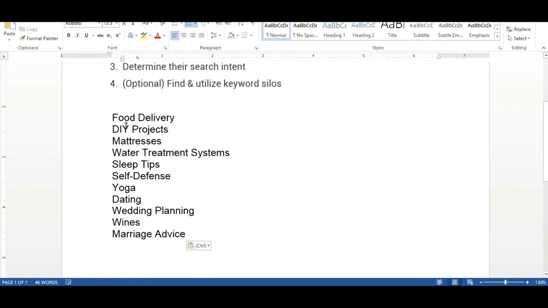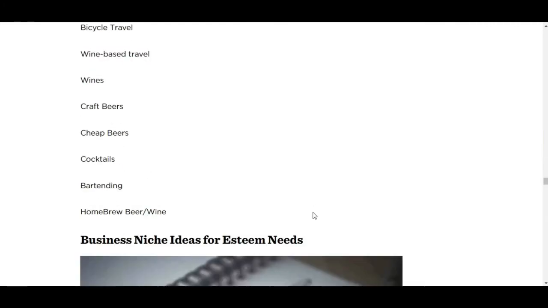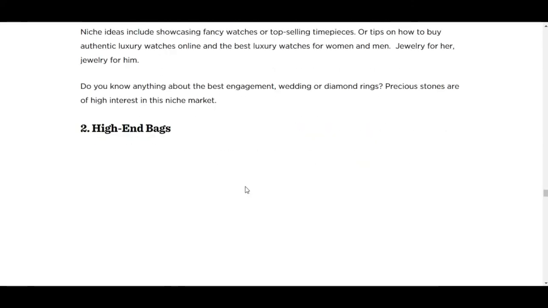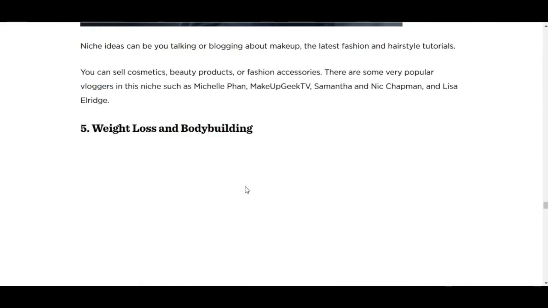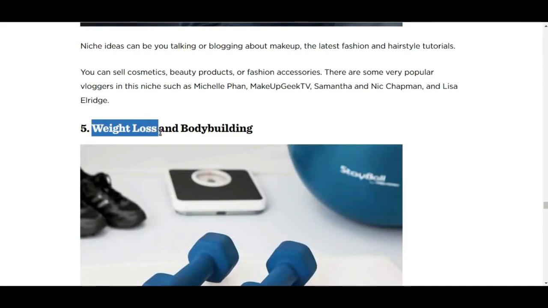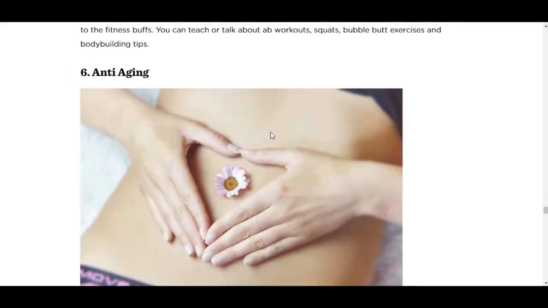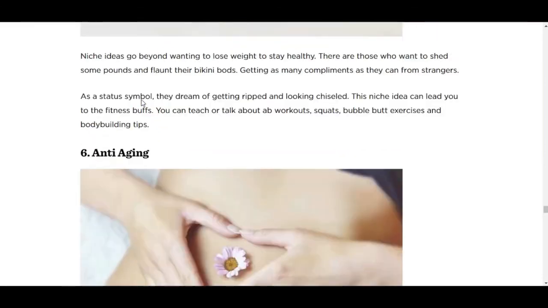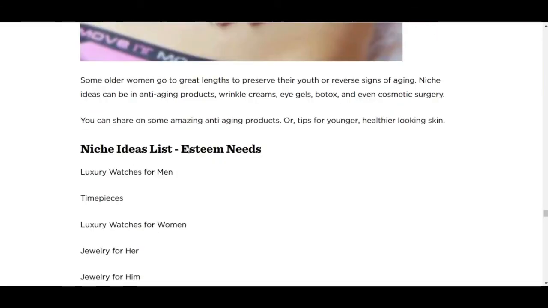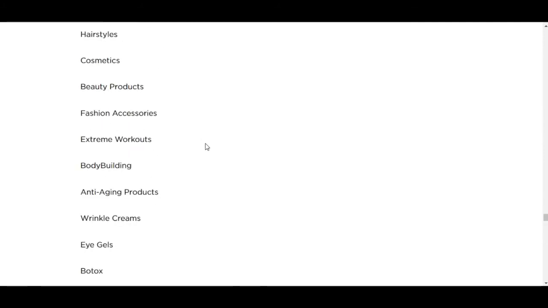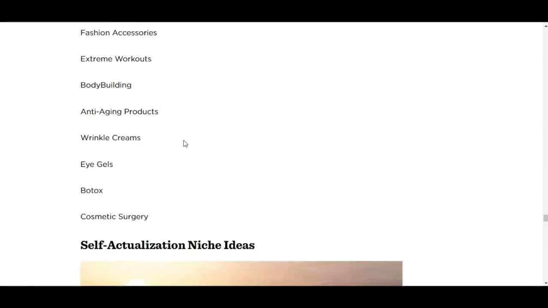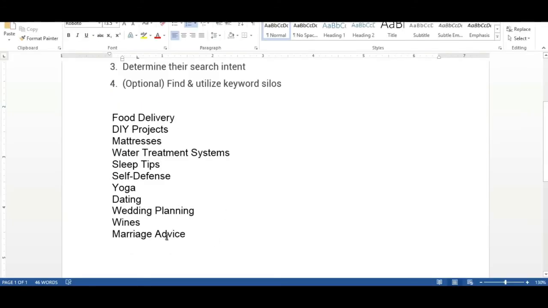So we need to go deep down in these 11 ideas. So let's see if we get some other idea. Wow, high-end bags. Oh my god. It's a nice keyword already there. So weight loss is a very hard keyword. Let's get some more keywords. Oh my god, anti-aging. This is great. Seriously, that's great. So let's go with the first, anti-aging products. It's a nice commercial keyword idea actually.